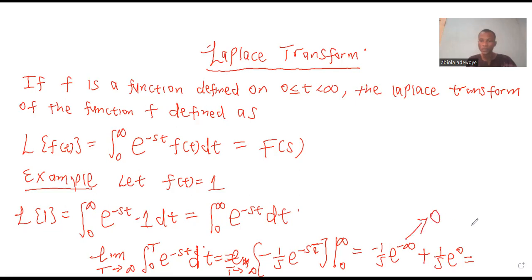Now, don't forget, the exponential raised to minus infinity returns 0. Is that correct? Yes. So exponential raised to 0 is 1, and 1 times 1 over s gives 1 over s. So it means if you are taking the Laplace transform of 1, your answer is 1 over s, and take note, provided that s is greater than 0.